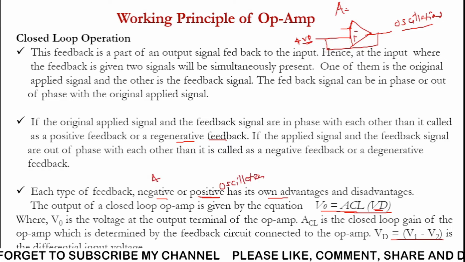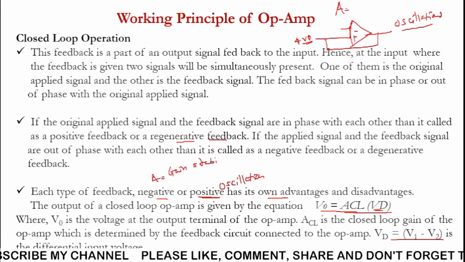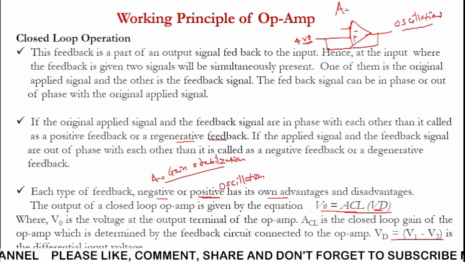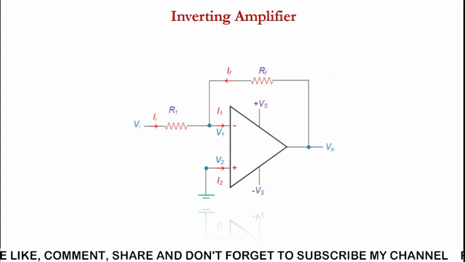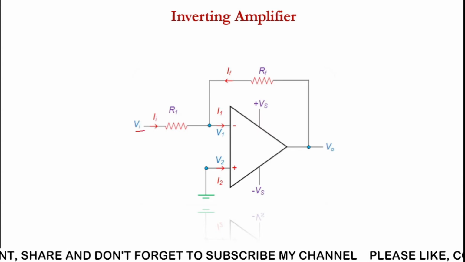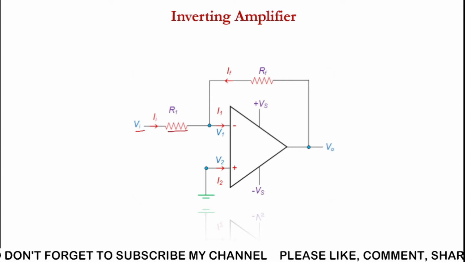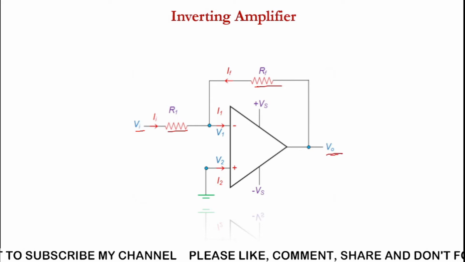But keep in mind, when feedback is positive, we'll get oscillations, and when feedback is negative, we can have gain stabilization. Gain stabilization means the gain will not be equal to infinity, it will have some very small value. So this is the way the feedback can be connected. Look here, in the circuit V out is connected to the inverting input terminal of the operational amplifier, so it is not going to produce oscillation, it will produce gain stabilization.